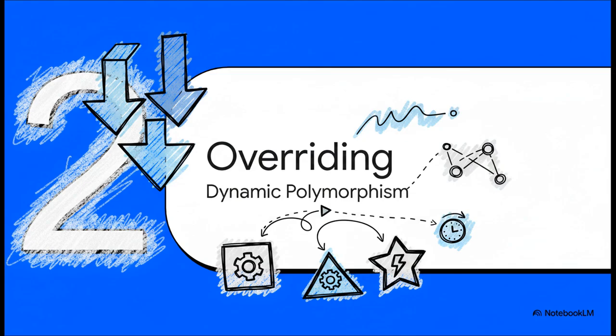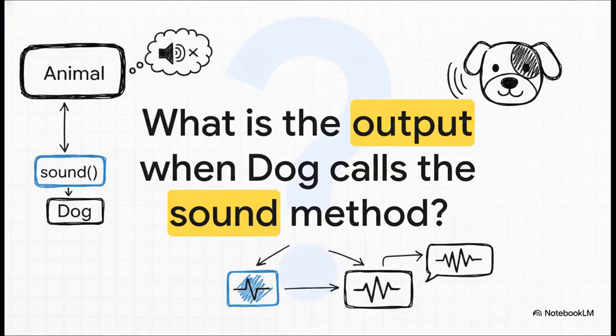Moving right along to section 2, overriding, which is our dynamic polymorphism. Let's look at a really common exam scenario. Say you've got a parent class called animal, and it has a method called sound. Then you create a child class called dog that inherits from animal. The question is, what's the exact output when that dog object explicitly calls the sound method?